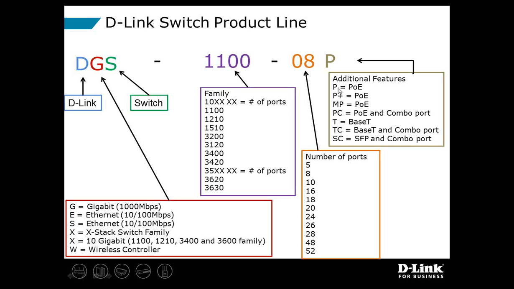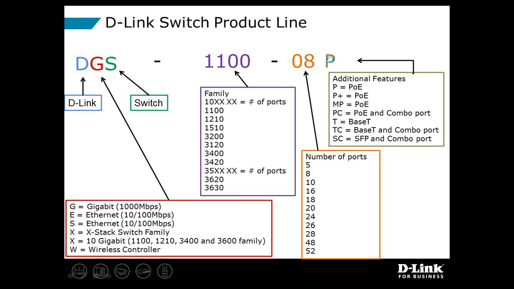And then the last letters are either going to stand for P for PoE or P plus. That just means it has a larger PoE budget. Just refer to the data sheet for details. Or MP, that also means it has a larger PoE budget. PC means PoE and combo port. A combo port is a port that could be either optical or copper or base T. T is base T, so that could be 1000 base T or 100 base T. That just gives you the speed. TC is base T or combo port, and the last thing is SC. SFP, small form pluggable, which means optical, and then the combo port, which means it could be optical or a base T port, copper. So you could quickly decipher. So for this example, it's in the 1100 family, it has 8 ports and it's PoE.